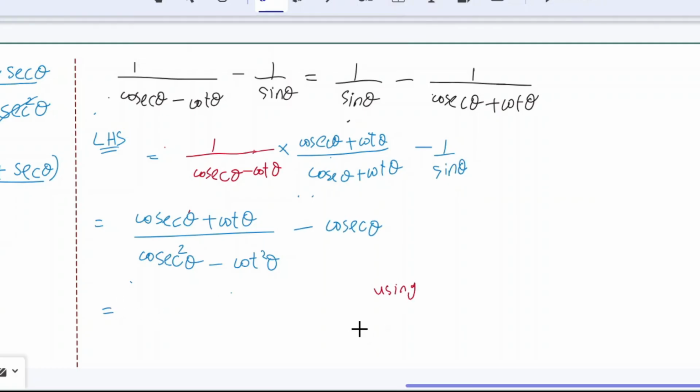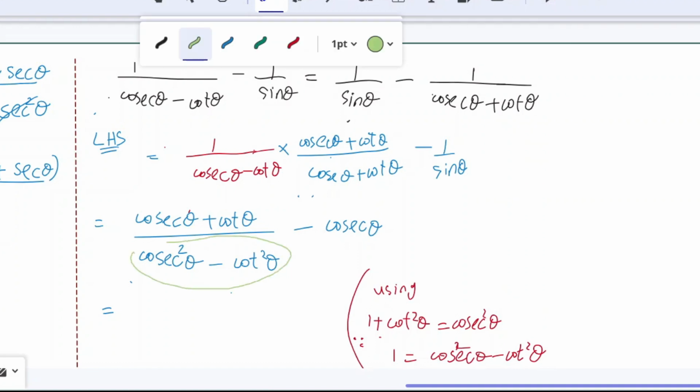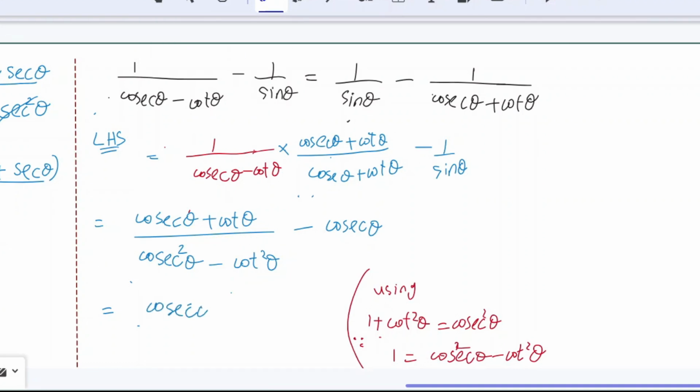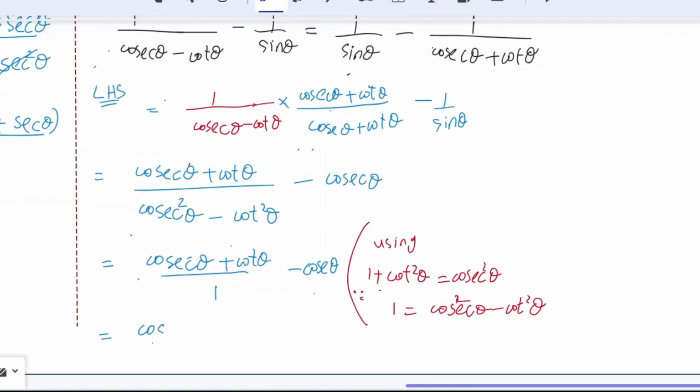As we know that 1 plus cot square is equal to cosecant square, which is the third trigonometric identity, we can find the value of 1, which is cosecant square minus cot square. In the place of cosecant square minus cot square, we will write 1. So it will be cosecant theta plus cot theta over 1, minus cosecant theta. Cosecant theta plus cot theta minus cosecant theta, the cosecant terms will be cancelled and you are left with cot theta.